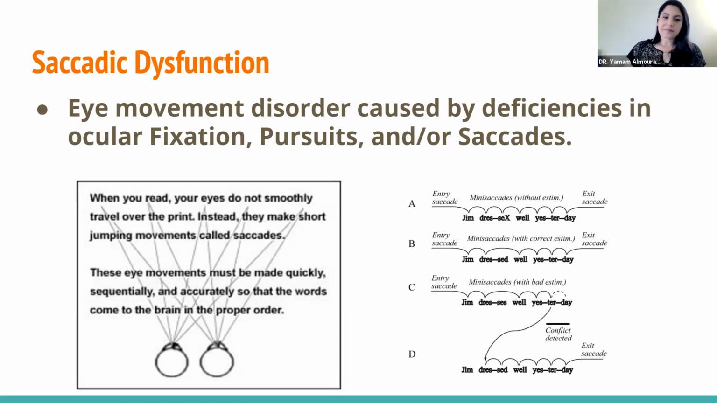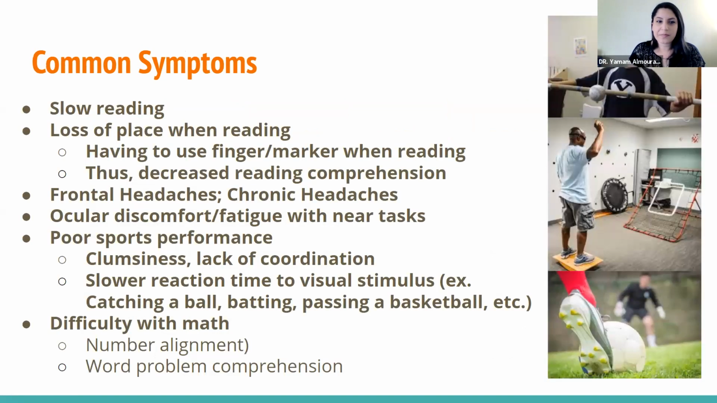And so, adding that to blur makes the entire school or college or work environment just awful. So common symptoms: slow reading or loss of place when reading, having to use your finger or marker when reading. So that, just like we said, ends up with decreased comprehension.